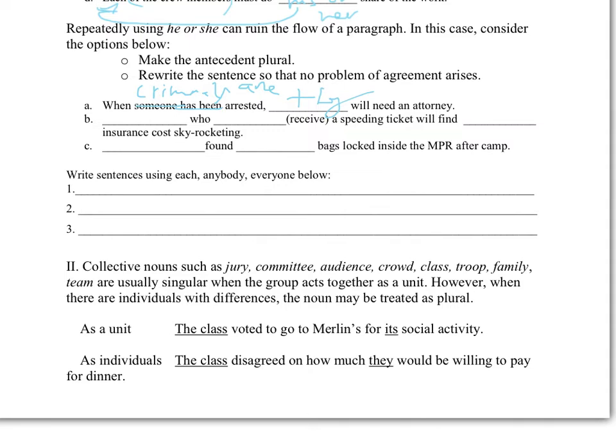All right, so you did B and C on your own. And now let's look at this next letter. Letter B. Blank, who blank, a speeding ticket will find blank insurance costs skyrocketing. Okay, so let's make it plural. So people, or let's say drivers, who receive speeding tickets, we'll take out a, speeding tickets will find their insurance costs skyrocketing. Finally, letter C.